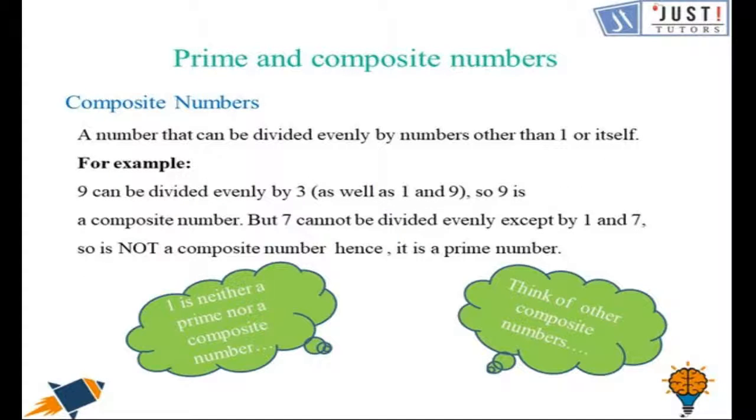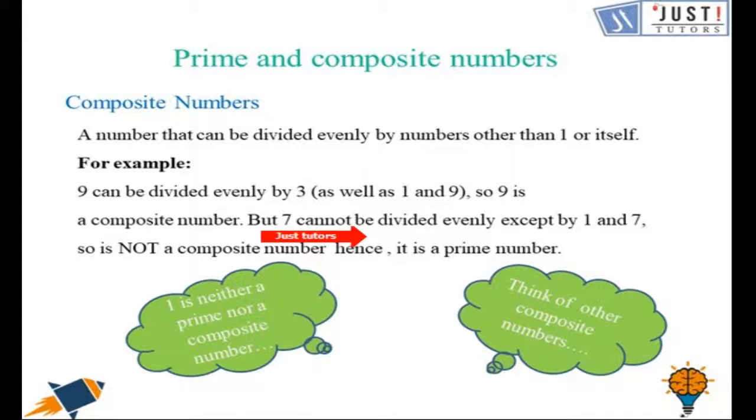Now let's talk about composite numbers. A composite number is a number that can be divided evenly by numbers other than 1 or itself. You can think of the number 9: it can be divided evenly by 3, along with 1 and 9 itself. So we can say that 9 is a composite number. The same way, the number 4 can be divided by 1 and 4, and with that it can be divided by the number 2 as well. That's why it's a composite number as well.